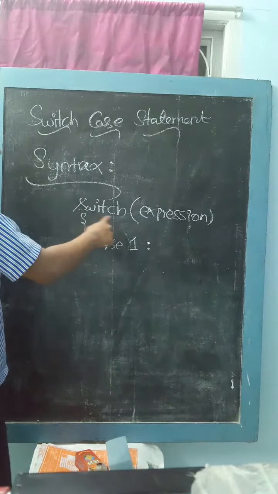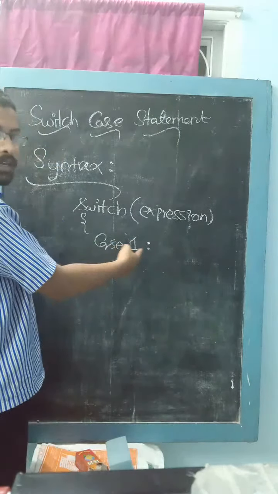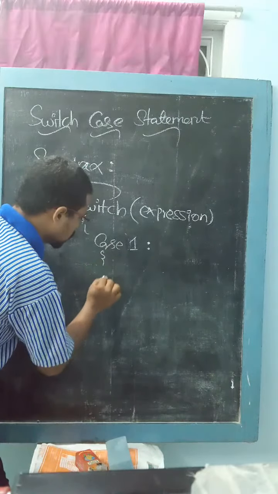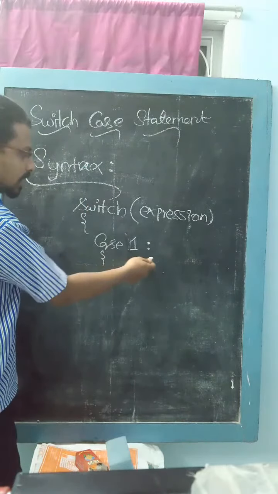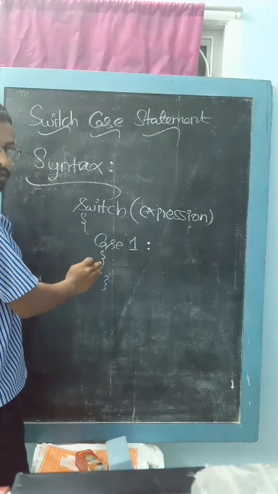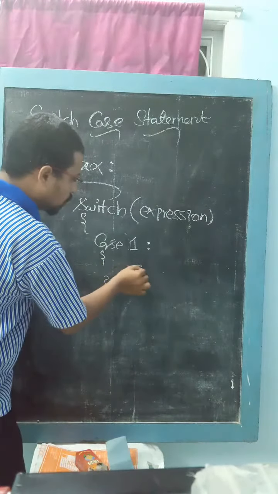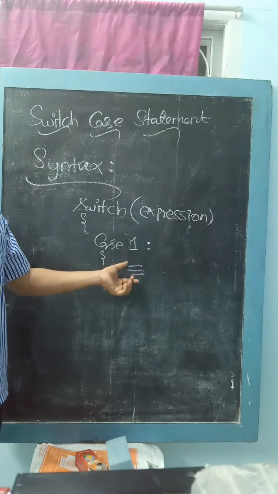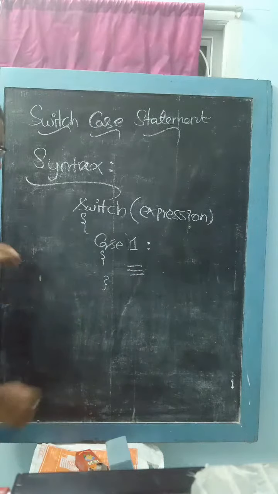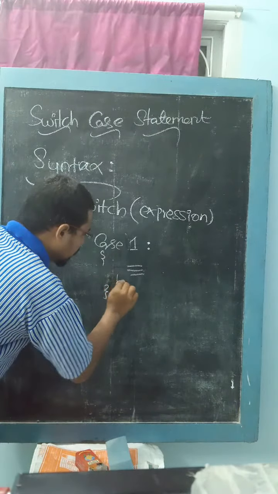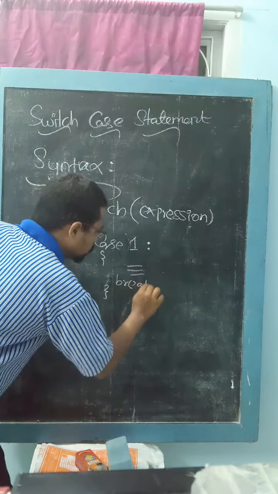Okay, switch expression, case 1 colon. After that, if you are going to use a single line, you don't need to use a block. If you want to use more lines, you have to use an open brace and close brace. At the end of the statement, at the end of the block, you have to use break.